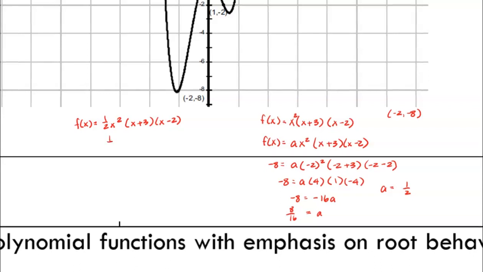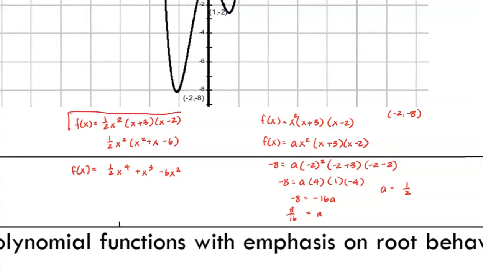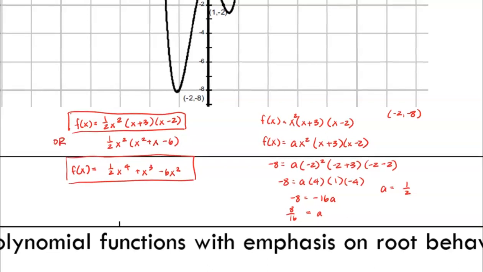I can go ahead and factor that out. And so that ends up becoming x squared plus x minus 6, 1/2 x to the 4th plus x to the 3rd minus 6x squared. f of x. I will accept either one of those forms. That or that. Whatever you want.